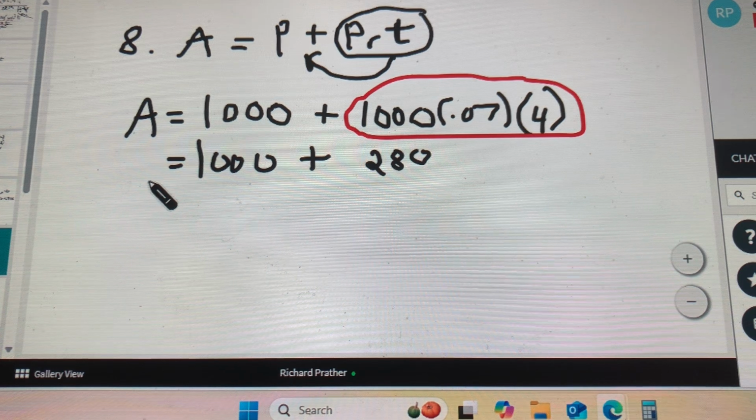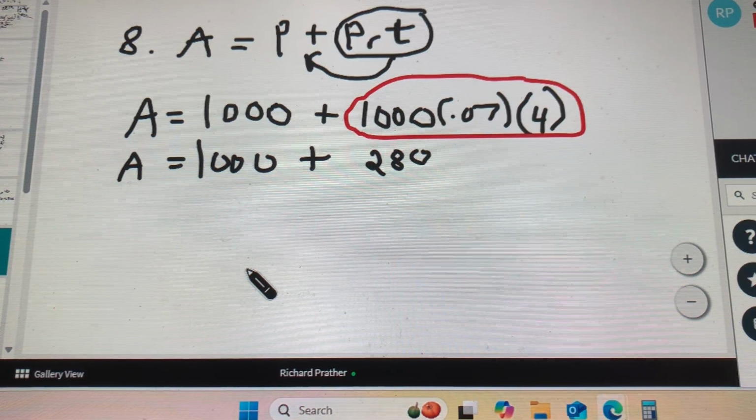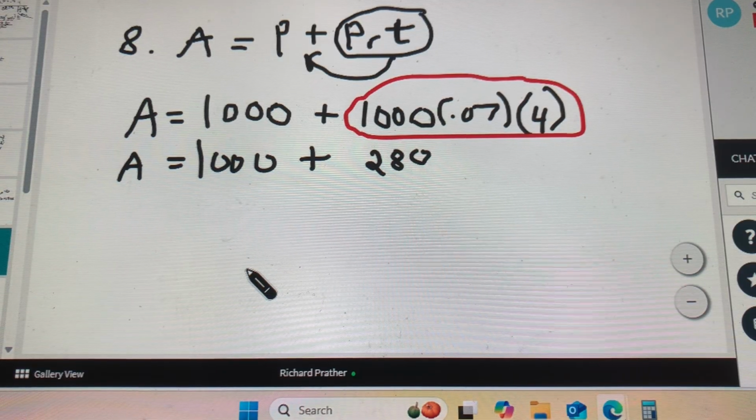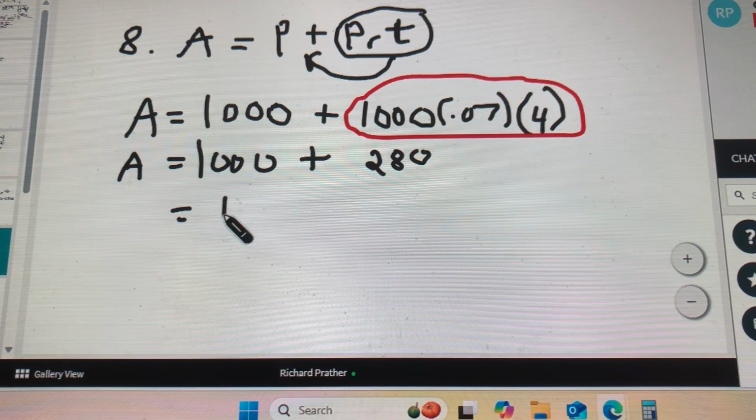So say I want to close my account in 4 years. Maybe you're just starting off college and you want to save up for a down payment on a big screen TV or a new computer or a new phone or maybe even a used car. And you put some money in the bank now when you're starting college, so I'm just going to save this money instead of blowing it while I'm in college. And then when I get out of college in 4 years, now you got free money and you still have your $1,000 too. So now you have $1,280 to work with.